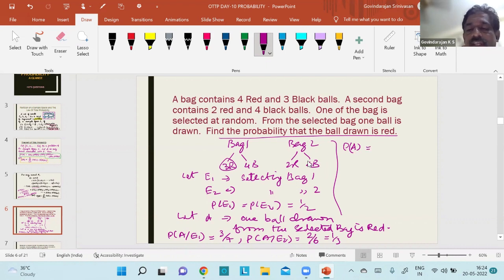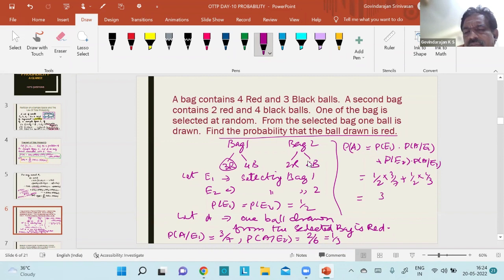So probability of A is equal to probability of E1 into probability of A given E1 plus probability of E2 into probability of A given E2. That is equal to 1 by 2 into 3 by 7 plus 1 by 2 times 1 by 3. That is 3 by 14, right? Or 1 by 2 can be taken out.